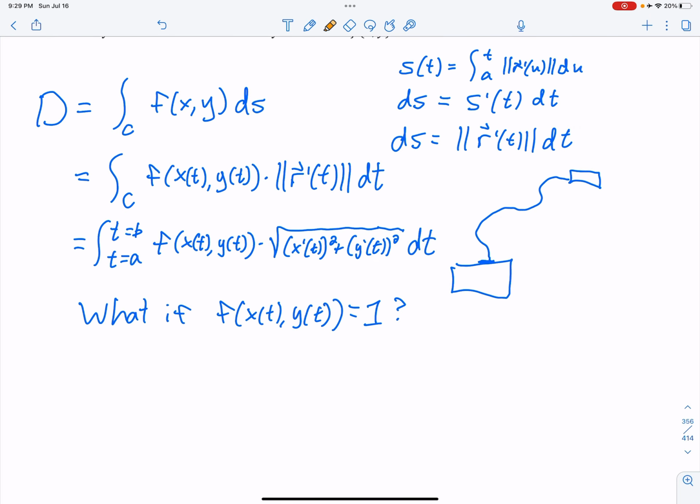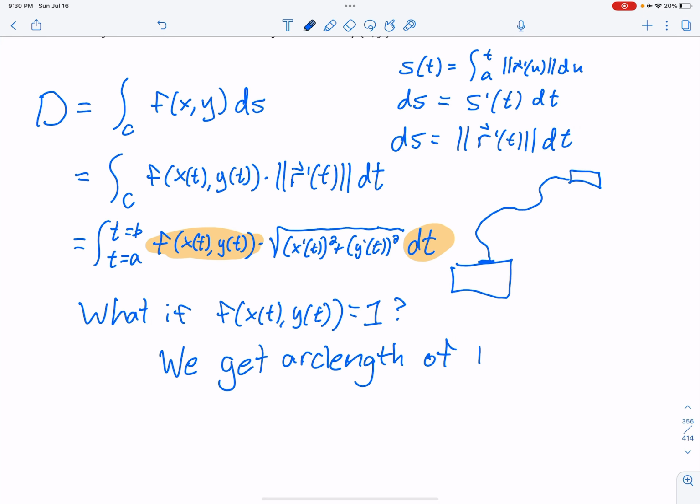So this just adds that density to each part. Remember, the integral adds everything up on a path. So that with the density function will add the density of our wire or the accumulation of snow. This also will help with temperature, which we'll see in the next example. So what if it was 1? Well, that's just the length of the wire. We get arc length of the wire.